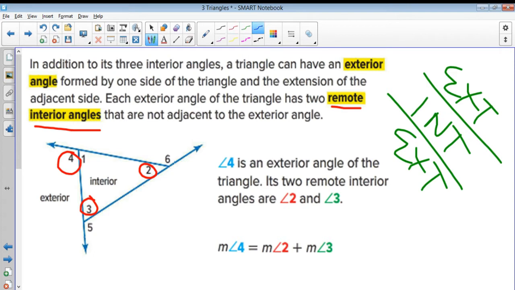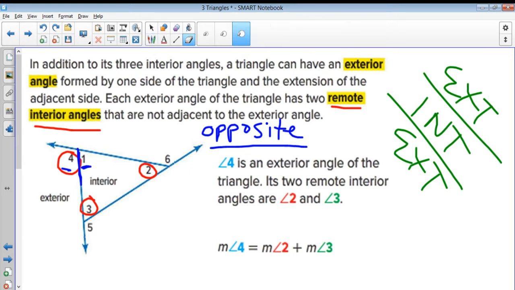Notice also here, they are the only angles that are not adjacent to angle 4. Angle 1 and angle 4 share this ray, so they're adjacent, but angle 4 does not share anything with 2 or 3. Sometimes instead of remote, we hear the word opposite interior angles, because they are not adjacent. But typically the verbiage used is remote interior angles.